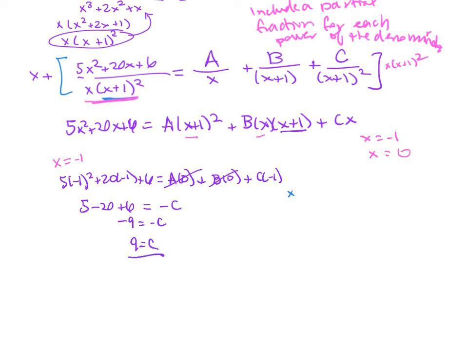Now let's try x equals 0. So that's a little faster. So 0 plus 6. I'm just plugging it in here. And then equals a times 1 squared plus b times 0 plus c times 0. So we get 6 equals a. So now we're out of numbers to choose.